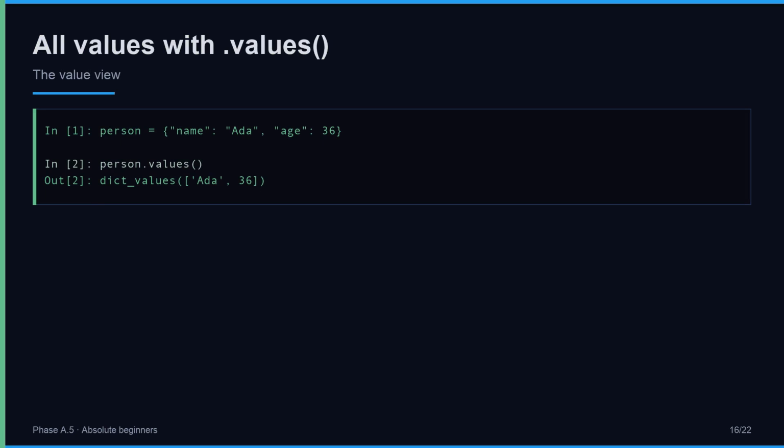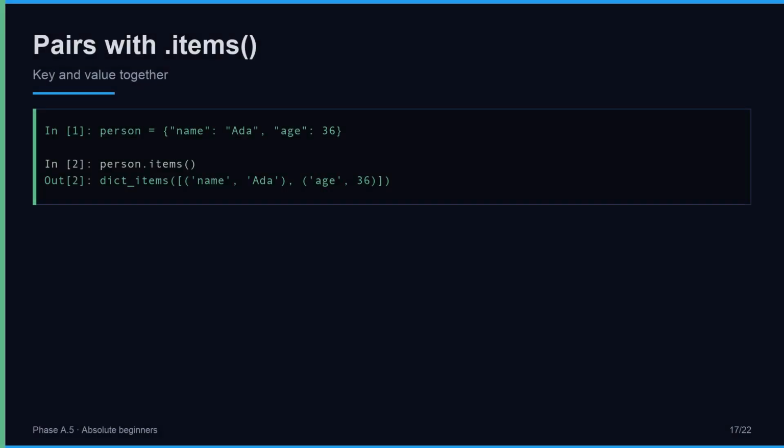person.values() returns a view of all the values, here Ada and 36. The order matches the keys, the first value belongs to the first key, the second value to the second key. Values is useful when you only care about what is stored, not about the names. For example, if you had a dict of student scores and wanted the average, you would walk through values. See every stored value.